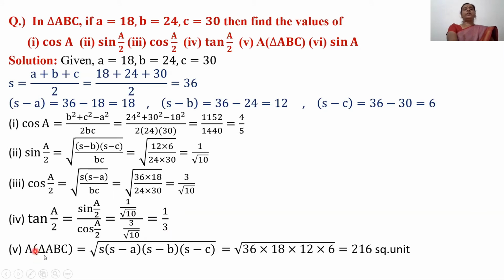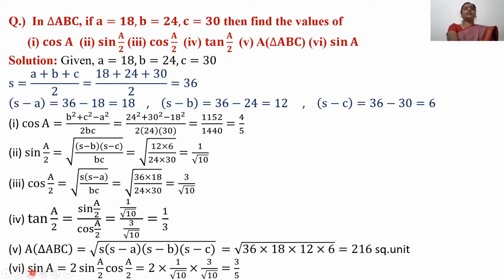Now we'll find the area of triangle ABC. Write down Heron's formula: under root S, in the bracket S minus A, S minus B into S minus C. Now here we have found the values of S minus A, S minus B and S minus C. Keep those values here: under root 36 into 18 into 12 into 6, and after simplification this will be 216 square unit. Here it is area, therefore write down the unit as square unit.